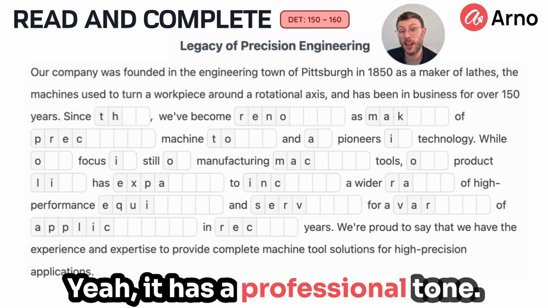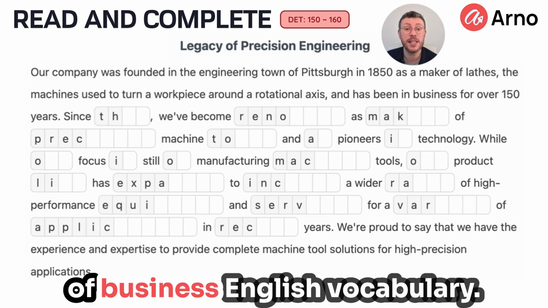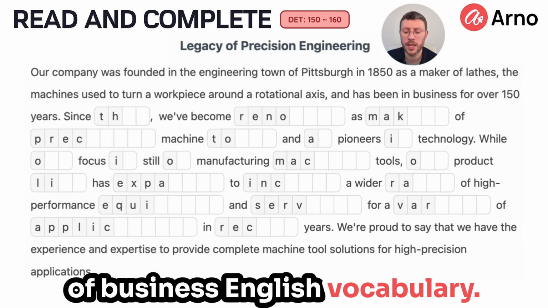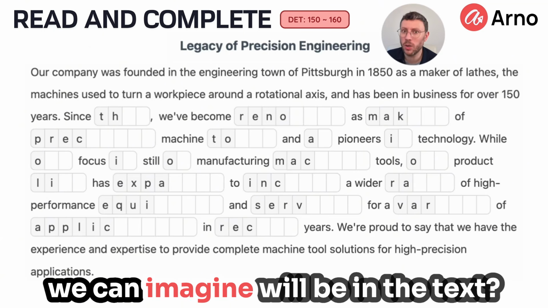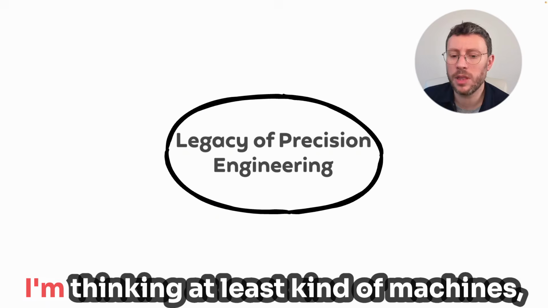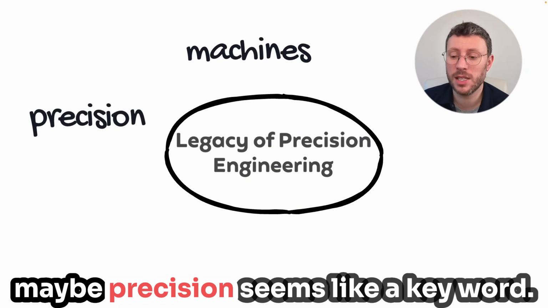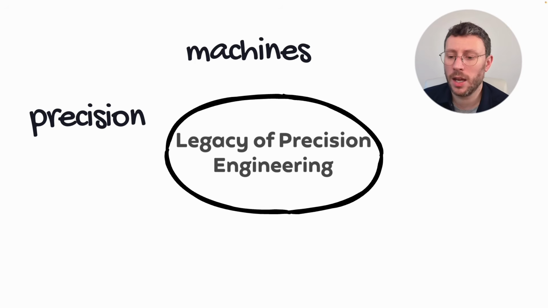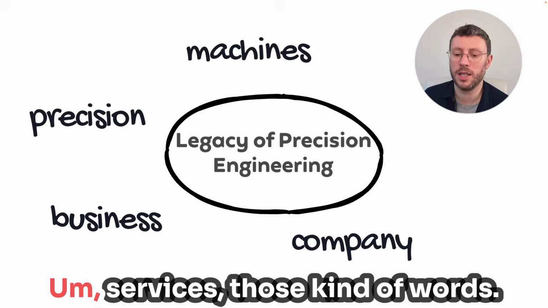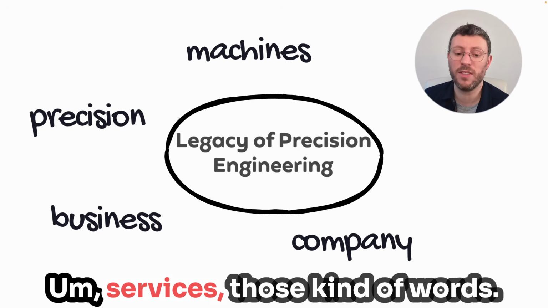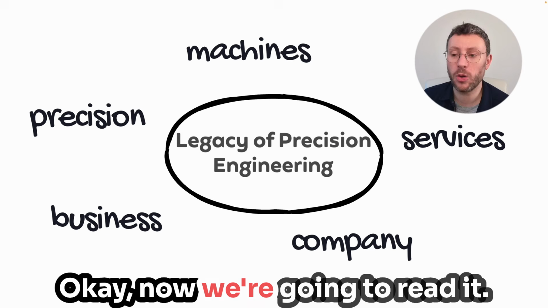Yes, it has a professional tone, so I imagine it's got some kind of business English vocabulary. So what words do you think we can imagine will be in the text? I'm thinking at least machines, maybe precision seems like a key word. Business, company, services, those kinds of words. Okay, now we're going to read it.